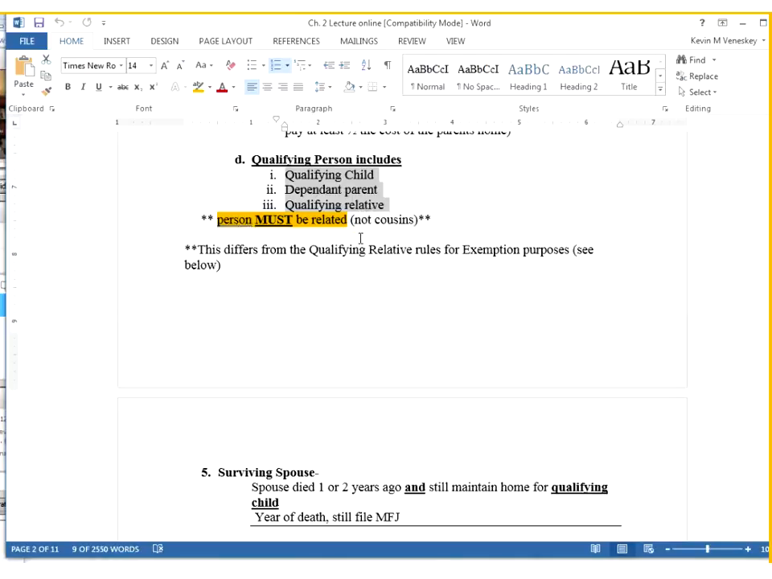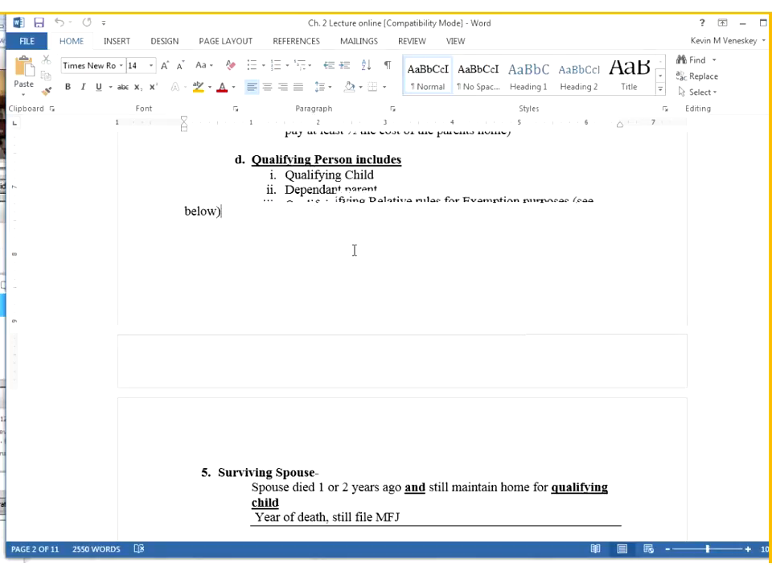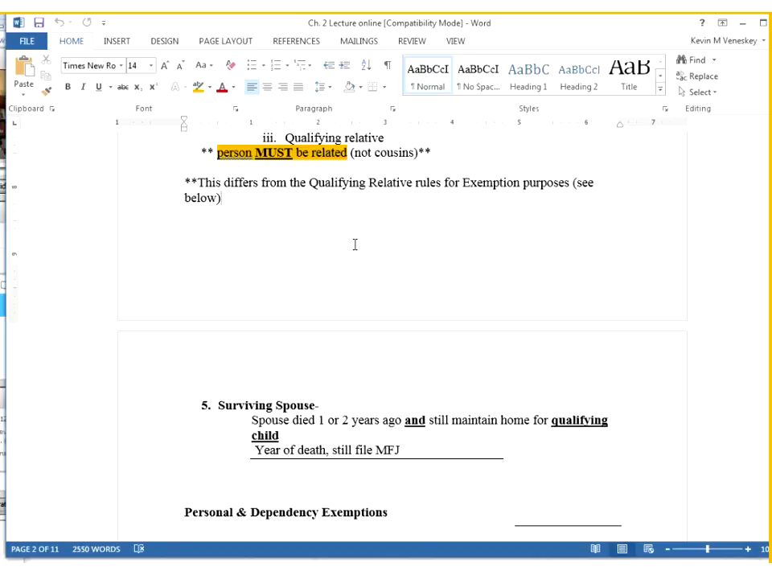You can claim other people that aren't relatives as a dependent, but they will not qualify you for head of household. That is one of the most important things to remember. For head of household, your dependent must be related. Otherwise, you have to count yourself as single. And as we'll see, this differs from the qualifying relative rules. To have somebody claimed as a dependent, they don't have to be your relative. But for head of household purposes, they do.